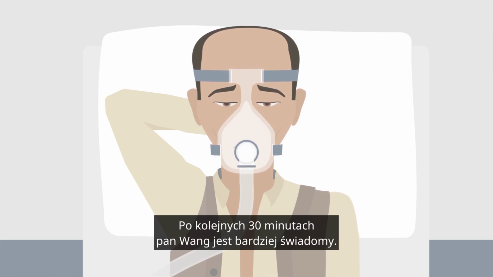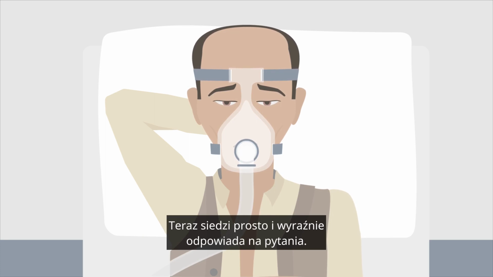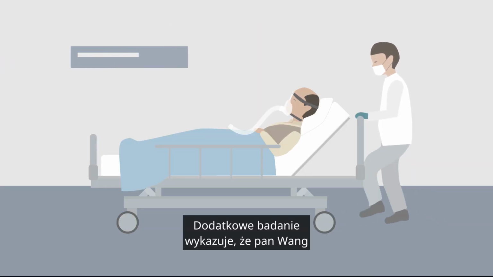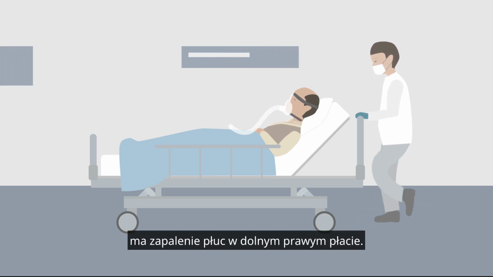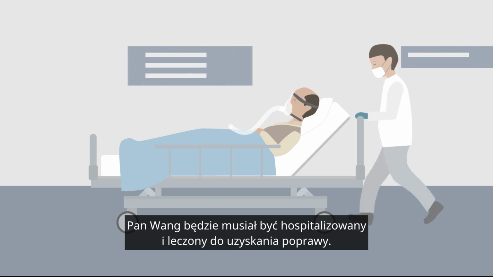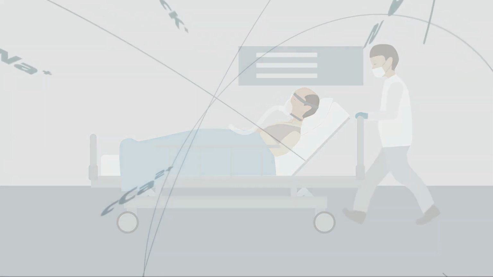Wang is more alert. He now sits upright and answers your questions in a clear voice. Additional examination shows that Mr. Wang has pneumonia in the lower right lobe. Mr. Wang will need to be hospitalized and treated until he improves.